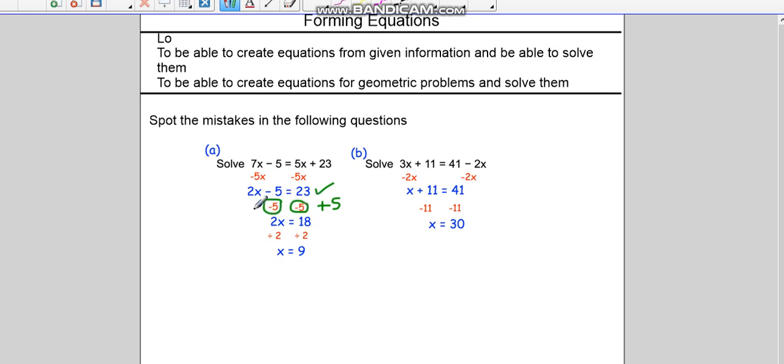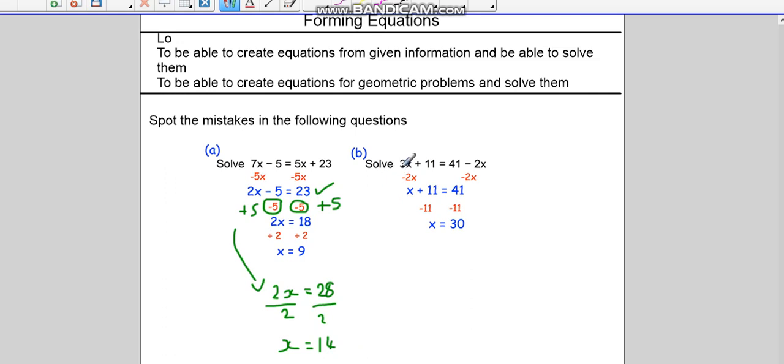So if they were both add 5, what I would have ended up with is 2x equals 28. And then dividing both sides by 2, I would have ended up with x equals 14. So we spotted the mistake: they subtracted 5 and they should have added 5, and there's the final answer. Let's look at this one.